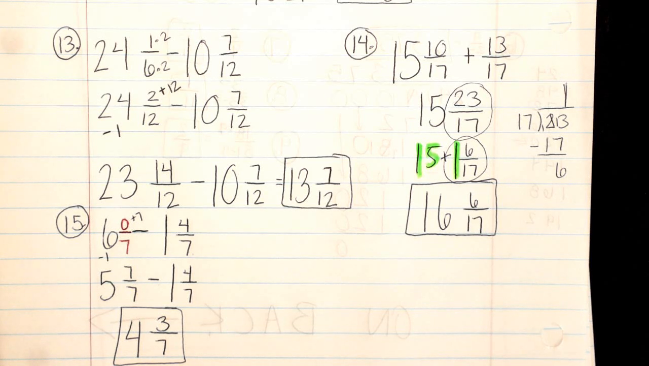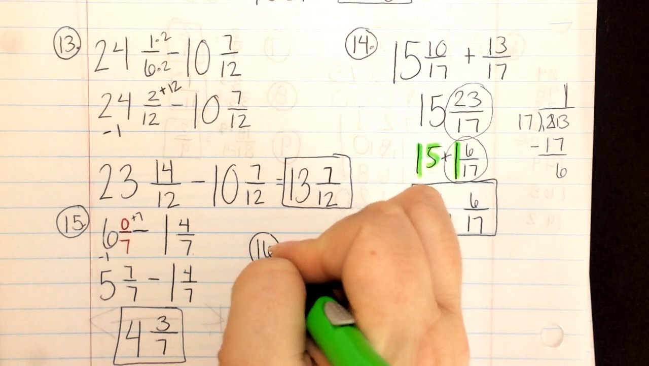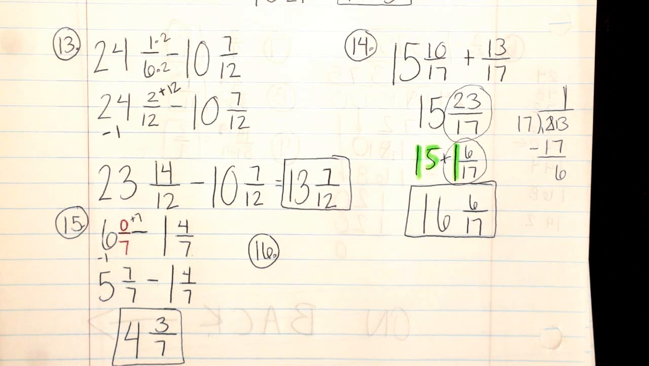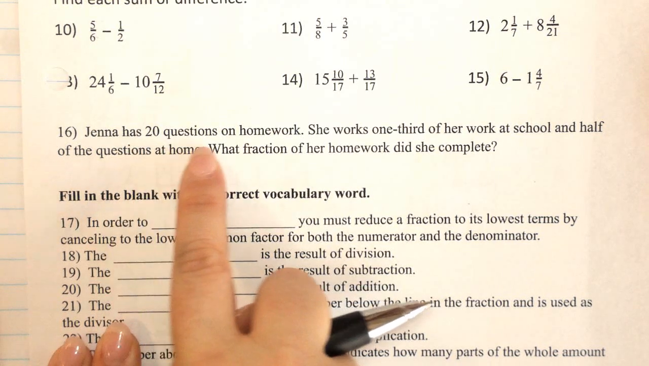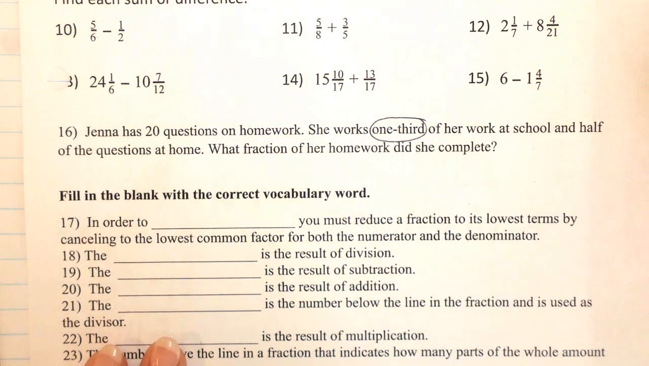Let's go back to our last problem on here besides our vocabulary. Number 16. We just did 15. So this is number 16. Okay. I'm going to put it up here so we can read it together. It says that Jenna has 20 questions on homework. She works 1/3, how would I write that?